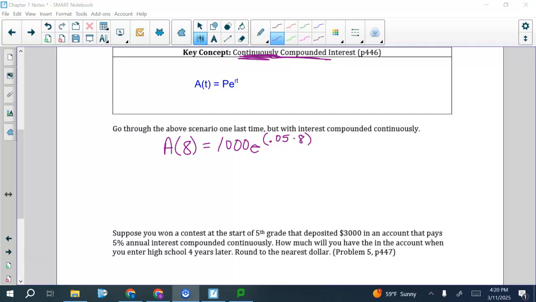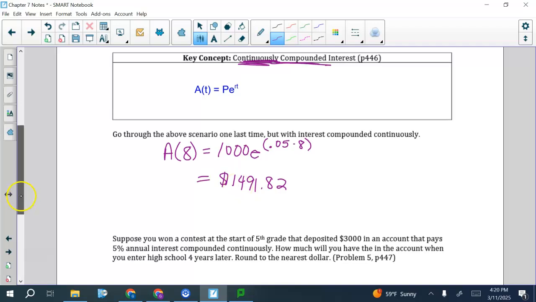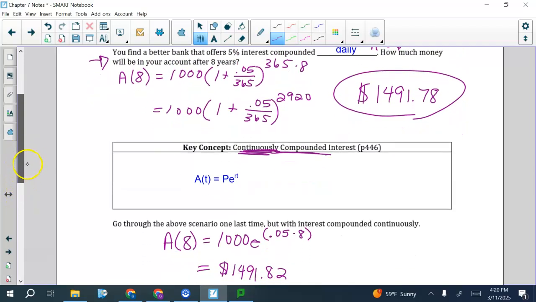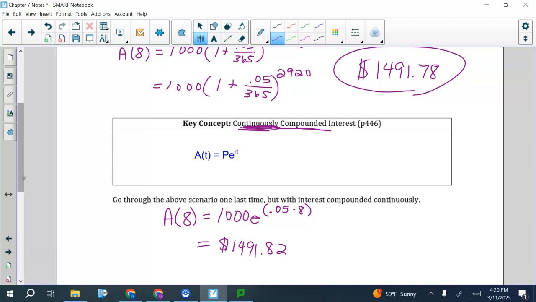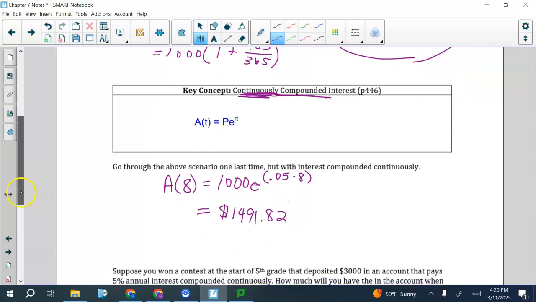12 times a year or 52 times a year. We are doing it continuously, every moment. So if we calculate that, we get $1,491.82. So just slightly more, 4 cents more than if it was compounded daily. So daily's almost as good as continuous.